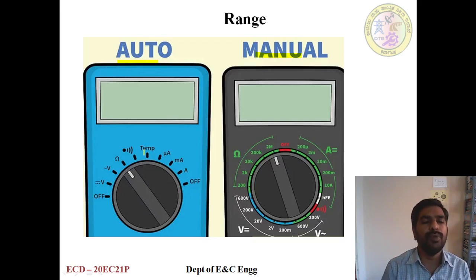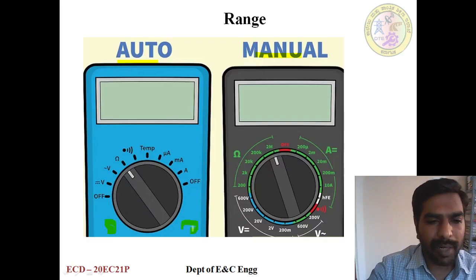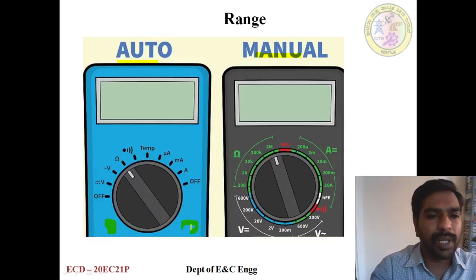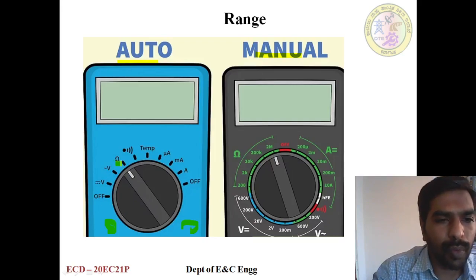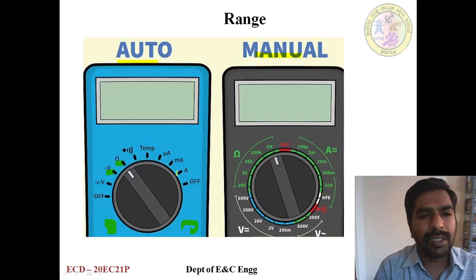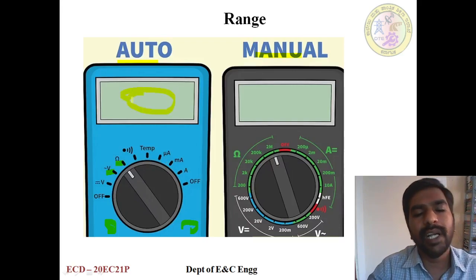A student can very easily connect these two wires and place the other end of the wire to any device. He will set the knob either to ohmmeter, voltmeter or ammeter, and just measure the reading. It will automatically select the range and display it.